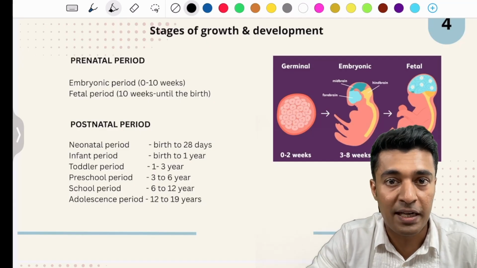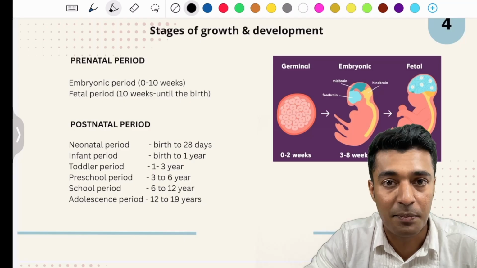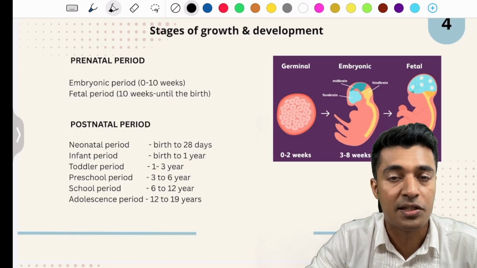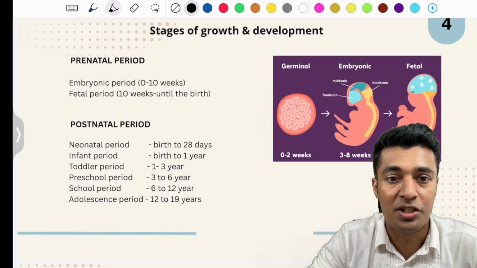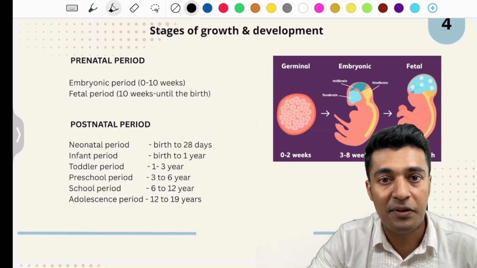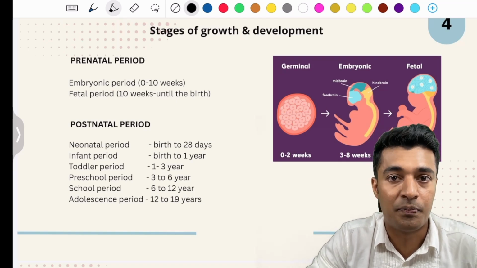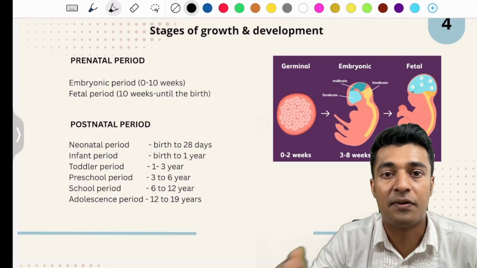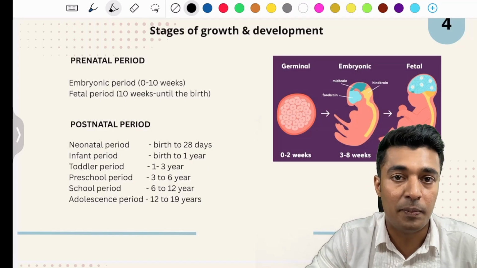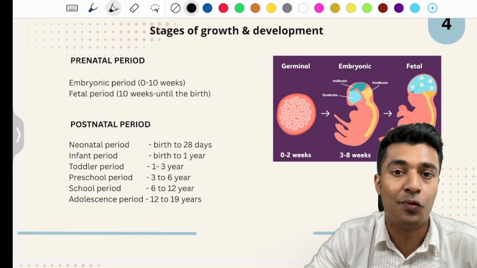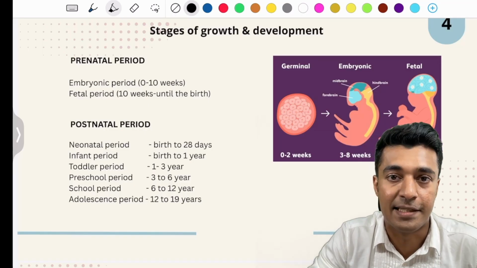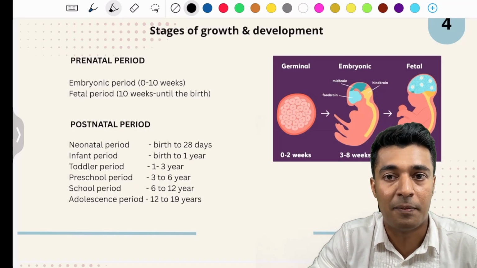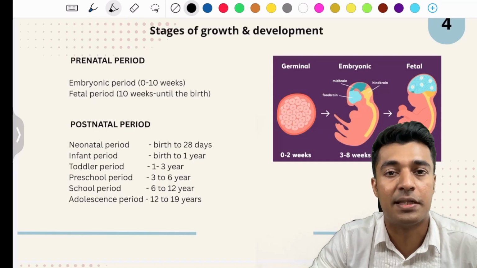The postnatal period is again subdivided into the neonatal period, infant period, toddler period, preschool period, school period, and the adolescent period. The neonatal period extends from birth to 28 days. The infant period extends from birth to 1 year. The toddler period extends from 1 to 3 years. The preschool period from 3 to 6 years. The school period from 6 to 12 years. And the adolescent period from 12 to 19 years. So that is the stages of development divided into prenatal and the postnatal period.